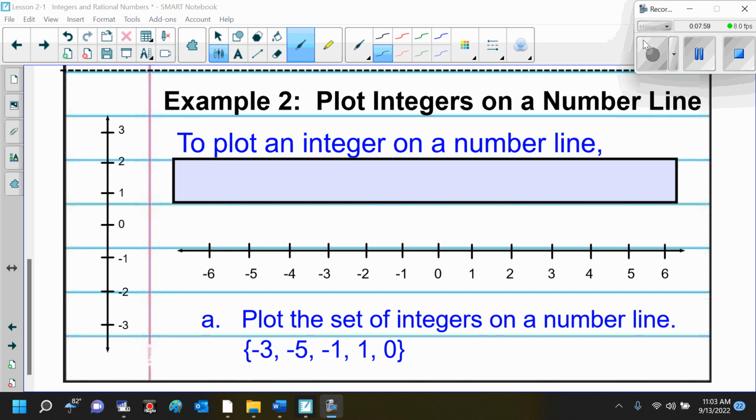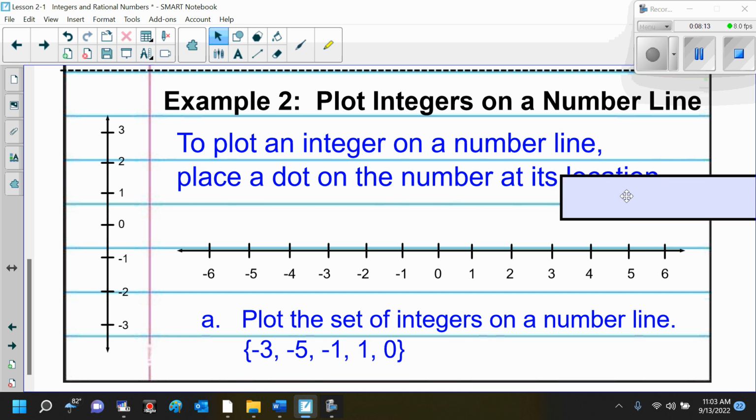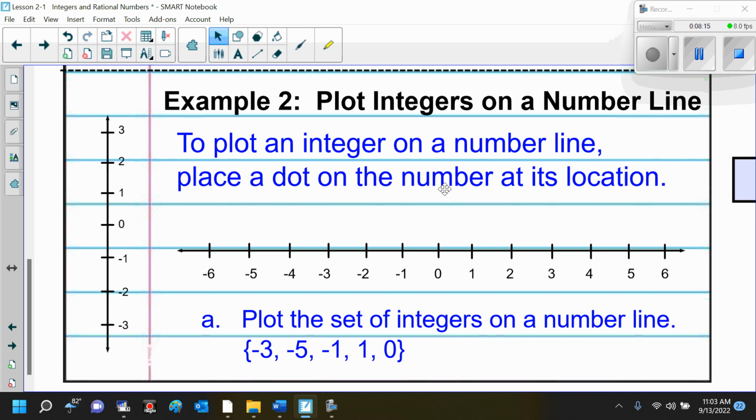All right, so for example 2, it says plot integers on a number line. Now, we talked about this on the warm-up. To plot an integer on a number line, what do we do? We put a dot. Very good. So we're going to place a dot on the number at its location. Okay? Now, here, you guys, we have a horizontal number line and we have a vertical number line. You guys know the difference between horizontal and vertical? Yeah. Okay.